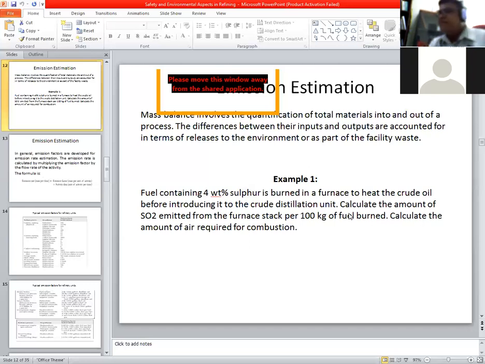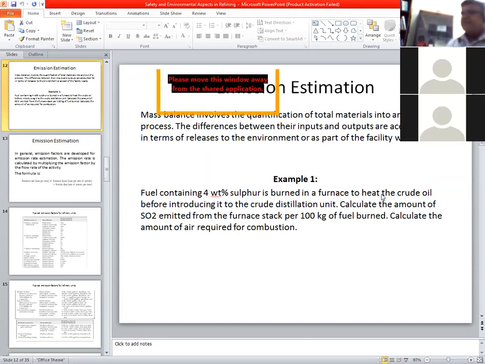Please let me know what is your answer. Anyone can tell me? Simple calculations. Please tell me the answer. Amount of sulfur dioxide. 8 kilogram. Very good, 8 kilogram.